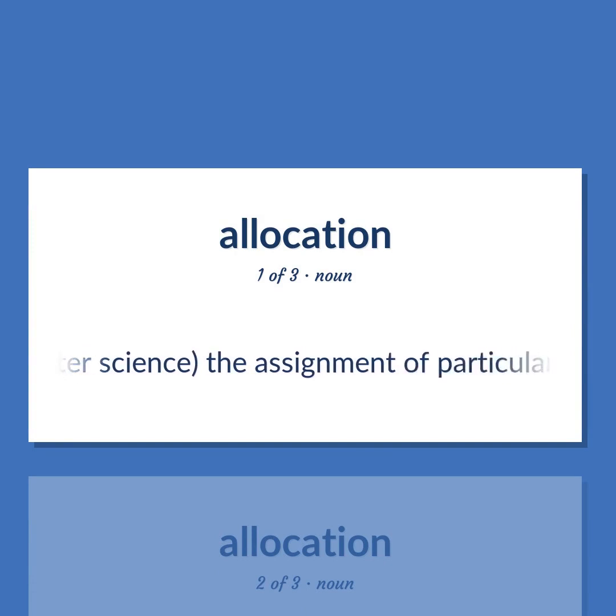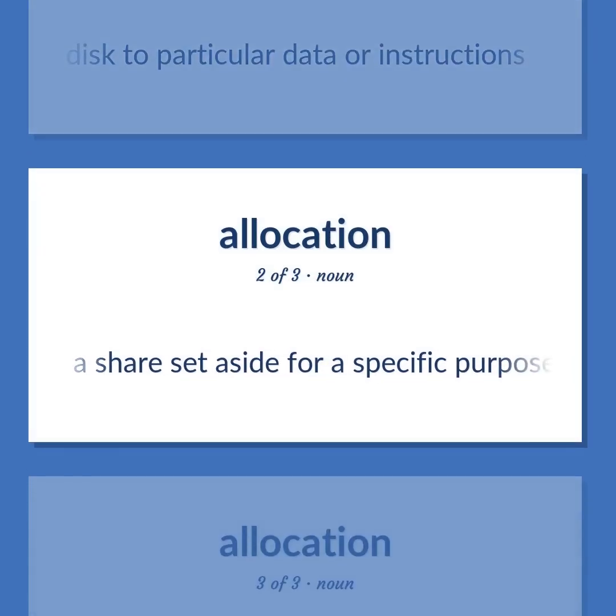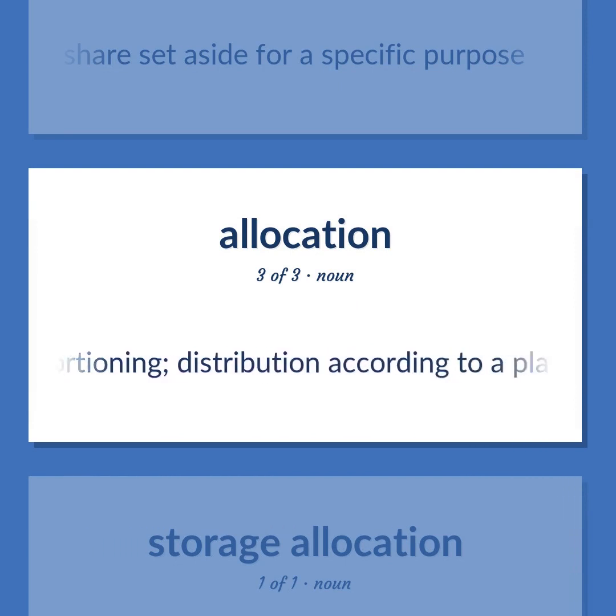Computer science. The assignment of particular areas of a magnetic disk to particular data or instructions. A share set aside for a specific purpose. The act of distributing by allotting or apportioning. Distribution according to a plan.